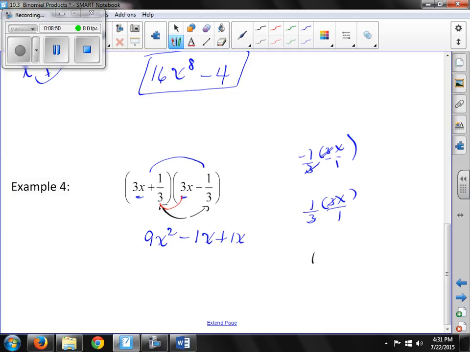And then I have, for the last, positive 1/3 times negative 1/3. Let's see, 1/3 times negative 1/3 is going to be negative 1. We multiply the two tops and the two bottoms, so it'd be negative 1/9. So I have negative 1/9. So we have 9x squared, negative 1x, positive 1x, drop out and make 0, minus 1/9.